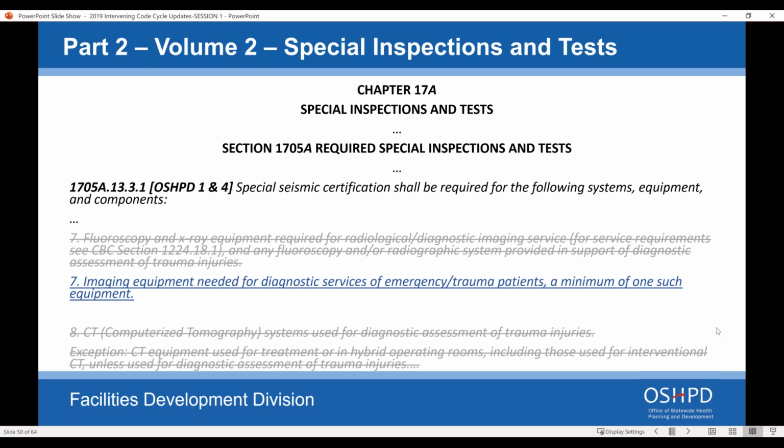That is going to basically treat people that are going to be coming in for trauma in an emergency, especially like an earthquake. So if you want to make sure all of those are special seismic certified, it also says a minimum of one. So basically, the hospital gets to decide which of those imaging equipment used for treatment of trauma injuries is required to be functional after an event. So that's the thing, but we said a minimum of one of those has to be there. Next slide.